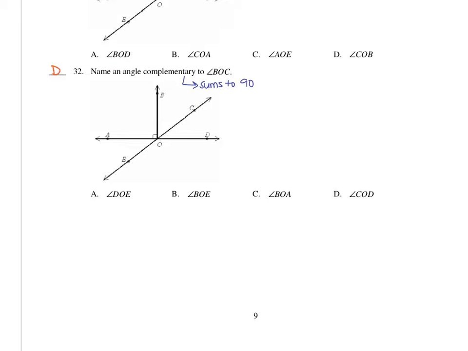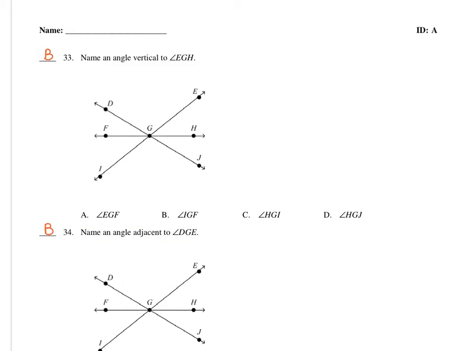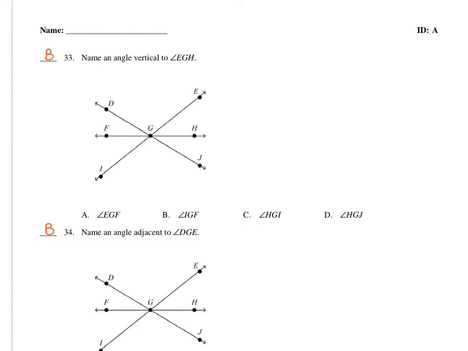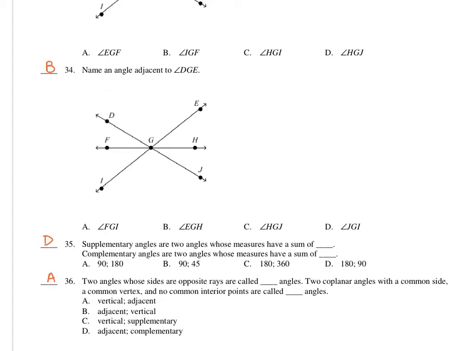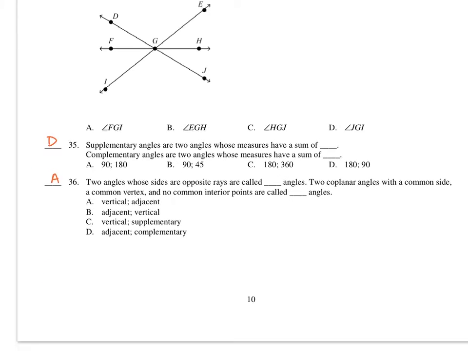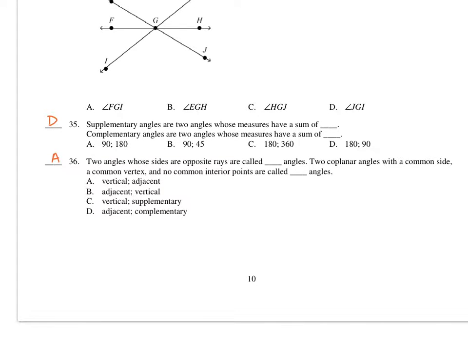Questions on that one? Okay, now we're back to vertical angles. So vertical to EGH would be IGF. Adjacent, which means next to. Adjacent to DGE would be EGH. 35, supplementary angles are two angles who have the sum of 180 and complements 90. 36, two angles whose sides are opposite rays are called vertical angles. Two coplanar angles with a common side and common vertex and no common interior points are called adjacent angles. So that's how you'll see vocab kind of thrown in there. Questions on that one?